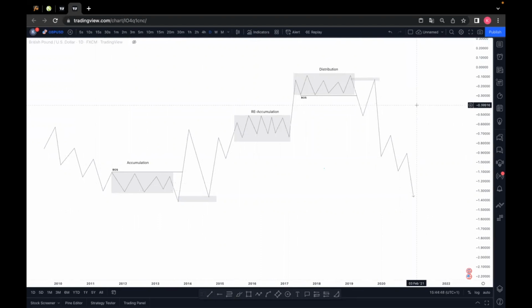Now let's hop on and do a chart walkthrough and see how we can actually incorporate all these concepts.